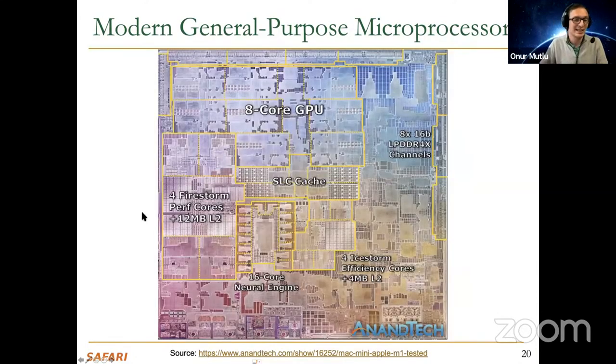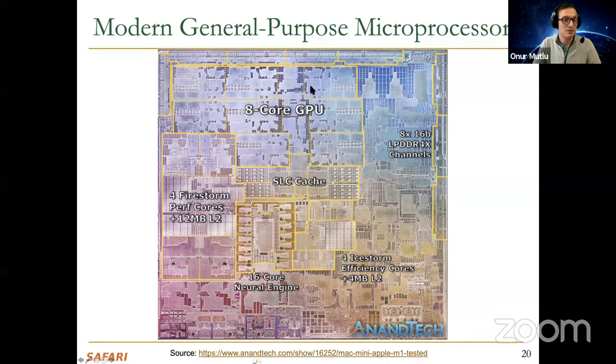If you look over here, internally, it's actually not just a general purpose microprocessor. Internally, it's a heterogeneous system. For example, they say they have 4 Firestorm performance cores. These are high performance general purpose cores, 4 of them, plus some cache, as you can see. And then they have more efficiency cores. They don't give a lot of detail here, but probably these are cores that have high power efficiency, but not as high performance as these ones. So even the general purpose parts are very heterogeneous.